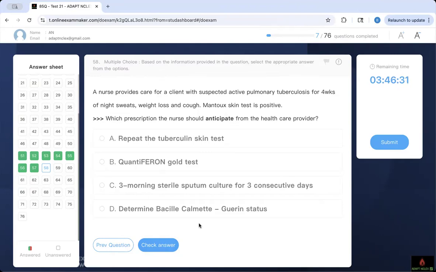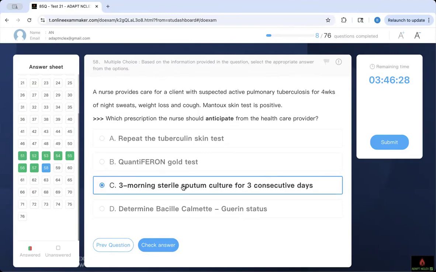Which of these do a culture? Morning sputum. Get 3 morning sputum samples, send them to the lab while the individual remains in airborne isolation. You don't need to repeat the PPD. When you get one PPD test, you're done. QuantiFERON-Gold is a blood test. It's going to tell you the same thing. BCG is a vaccination. We need to confirm it. Confirmatory is culture.